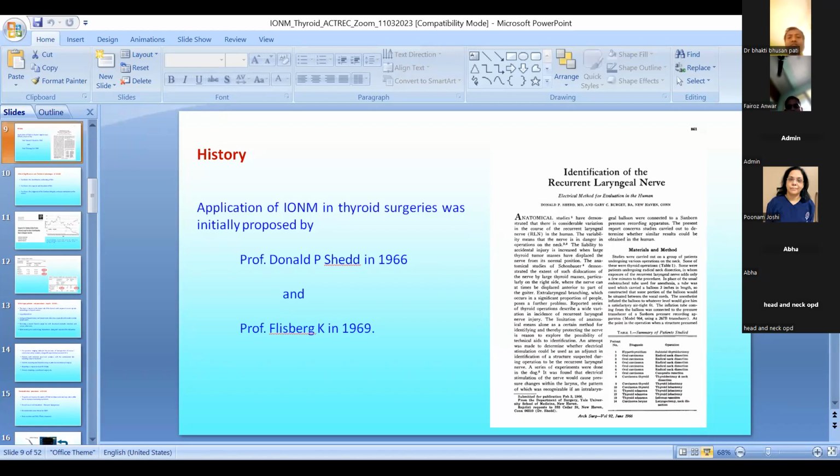Continuing with that history, the application of IONM in thyroid surgery was initially proposed by Professor Donald in 1966, followed by Flisberg in 1969. They found interesting things with the identification of the external branch of the superior laryngeal nerve as well as the recurrent laryngeal nerve during thyroid surgery.